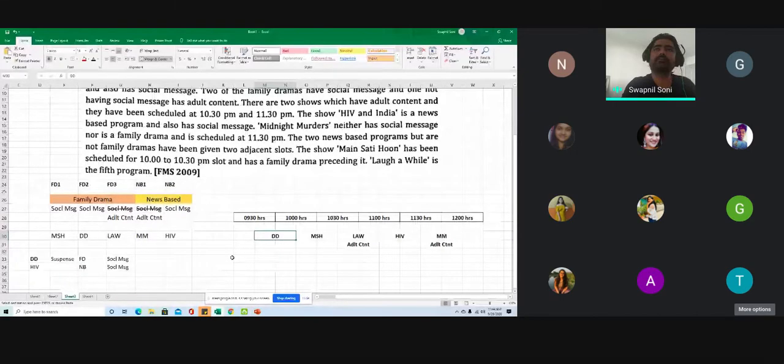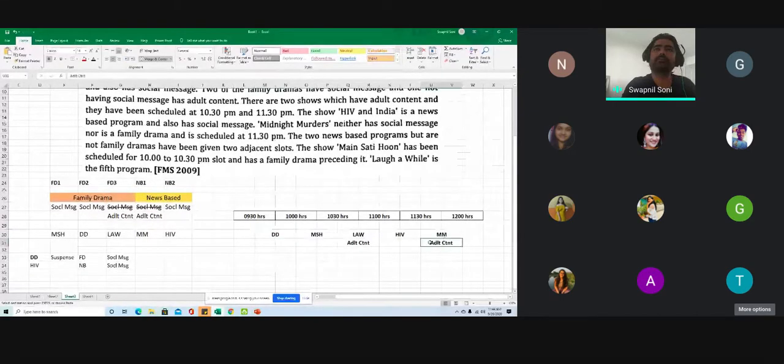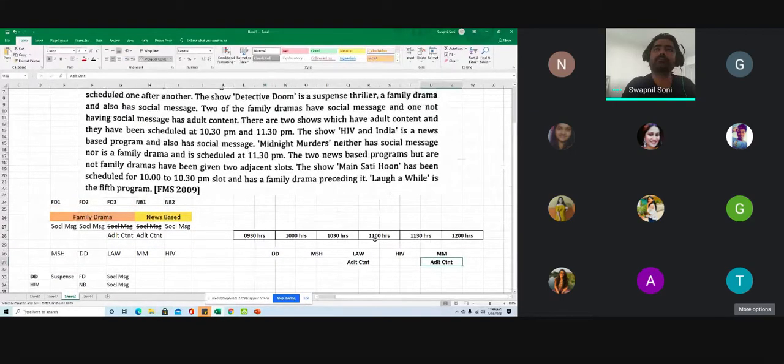Next, we also know that at 11:30 there is an adult content program. The only adult content which is left in our list is Midnight Murders, which is a news-based program which has adult content. So Midnight Murders will come here. What is left? HIV in India. That's the only slot left. So HIV here. Clear?